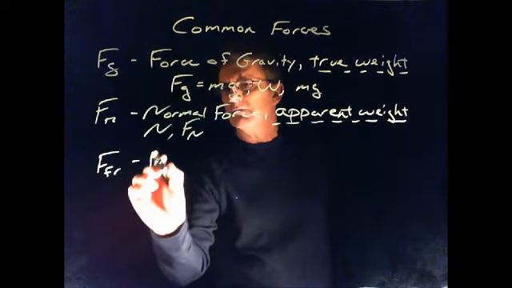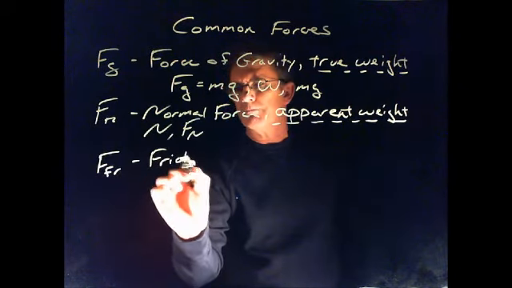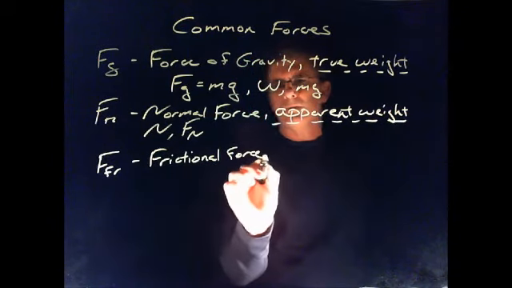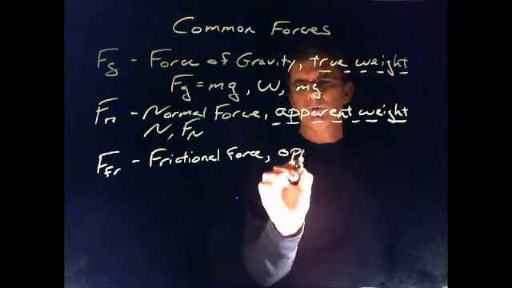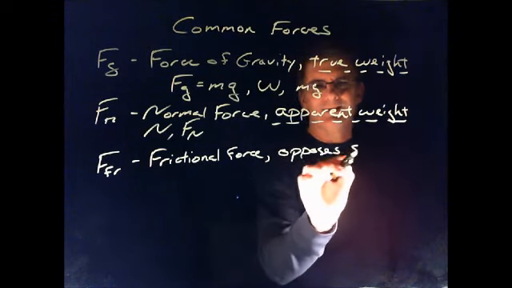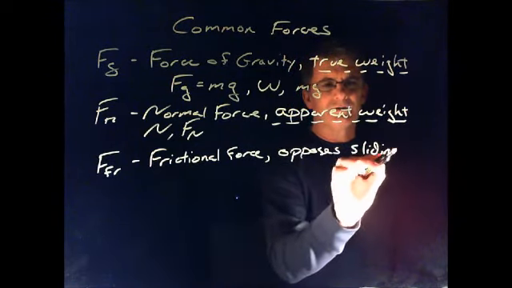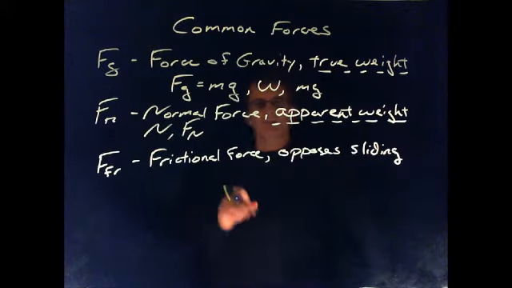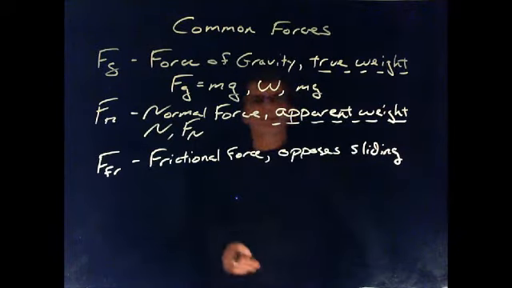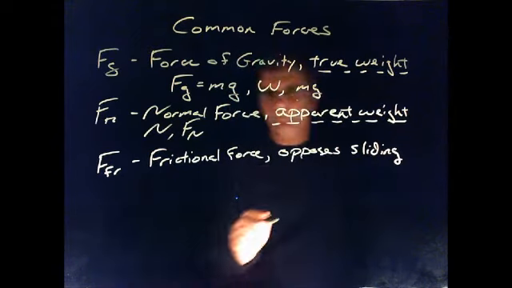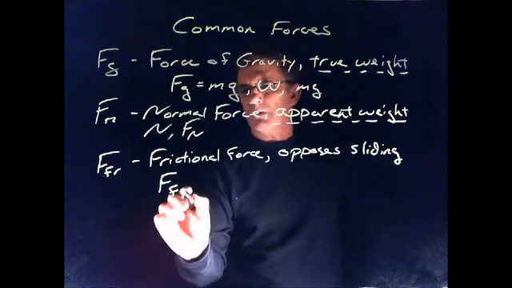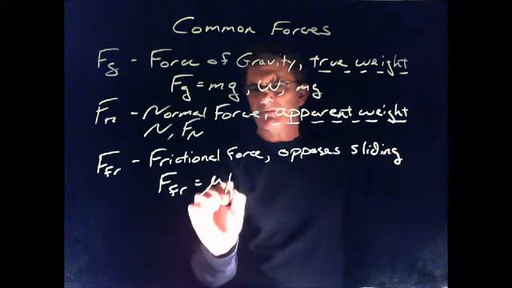What I call the frictional force, and that's how I label it, or just simply friction. This is a force that opposes sliding. I read that definition a few years ago, and I really liked it. I always thought of it as opposing motion, and this is better. It opposes sliding. Now, to calculate the frictional force, we say mu Fn.